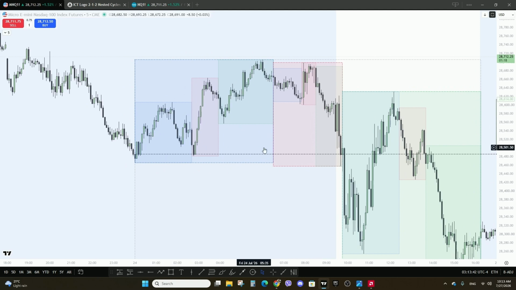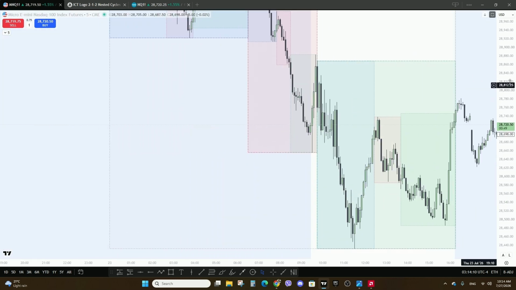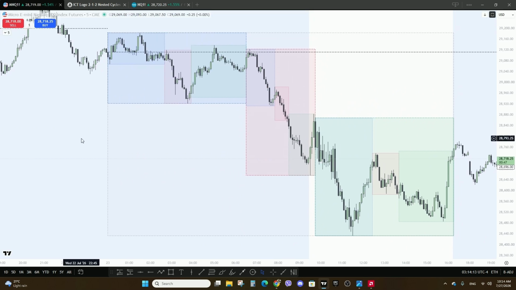So each of these daily session power of 3 cycles can be divided into three other power of 3 cycles. So within the accumulation, you have the same thing: accumulation, manipulation, and then distribution. Accumulation, manipulation, and then distribution. Accumulation, manipulation, distribution. So each of these cycles can be divided into 3 sub-cycles.